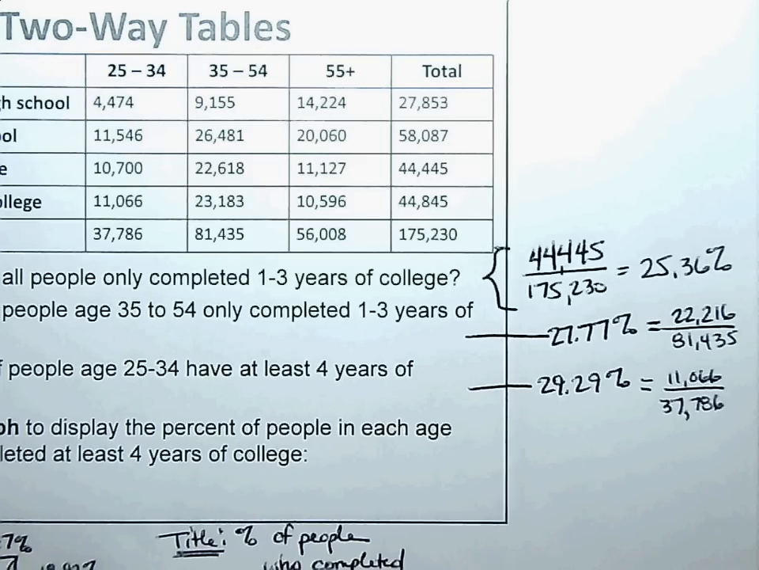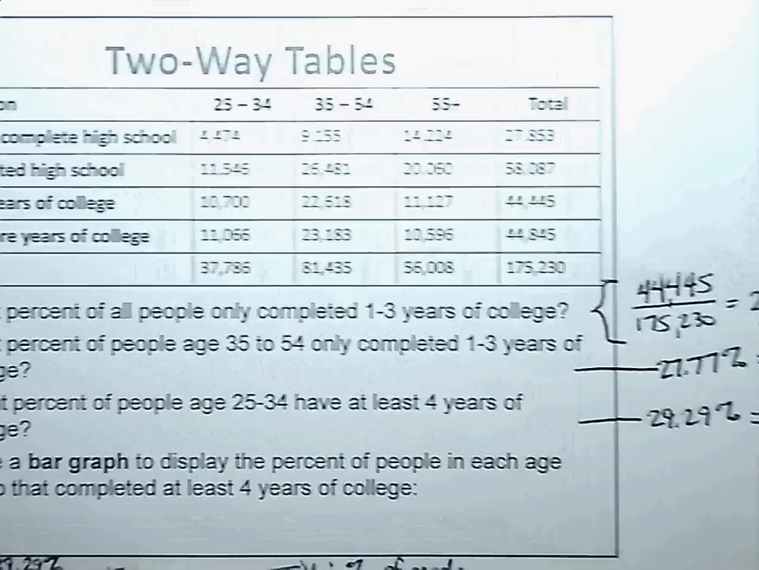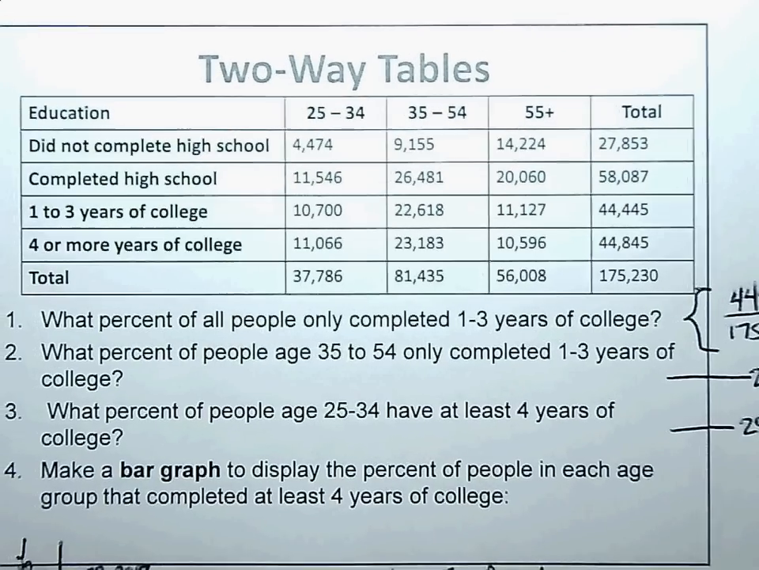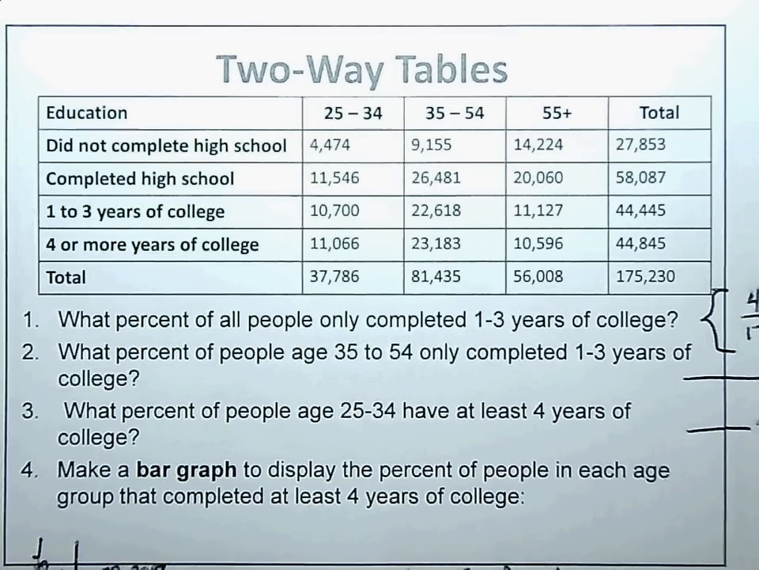The next problem asked me to make a bar graph to display the percent of people in each age group that completed at least 4 years of college. So when you do a bar graph, several things I hope you remembered. You must title and label your graph, and also a bar graph should have space between the bars. Otherwise, you're drawing a histogram.